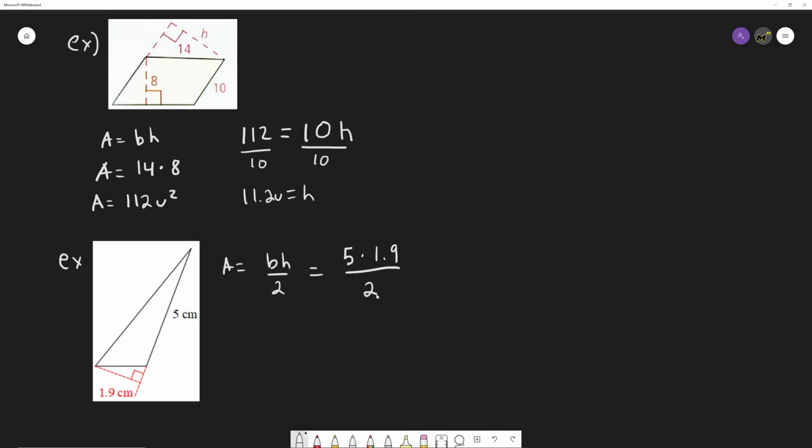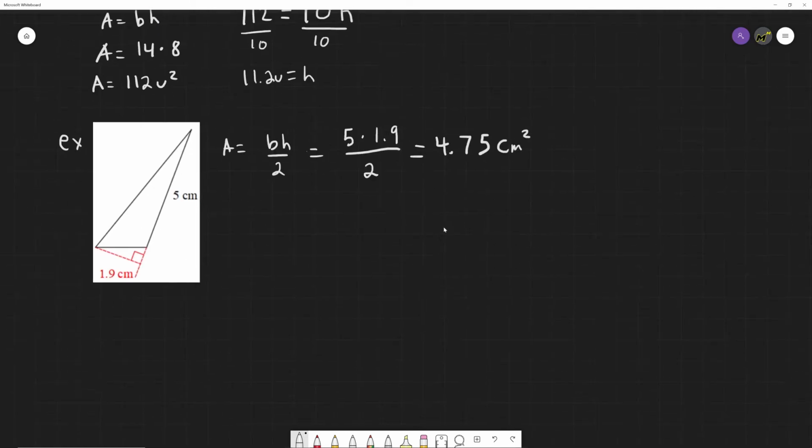And so, plugging it in, our base was 5, and the height is 1.9, and we divide that by 2. So let's see, this almost cancels. It's almost 2 over 2. It's almost 5, so probably just under that. And so 1.9 times 5 is 9.5. Divide that by 2. You're going to get 4 3/4, or you could say in decimal form, 4.75. And we do have a unit this time, so it'd be centimeters squared. Okay, so that's an example of our triangle.